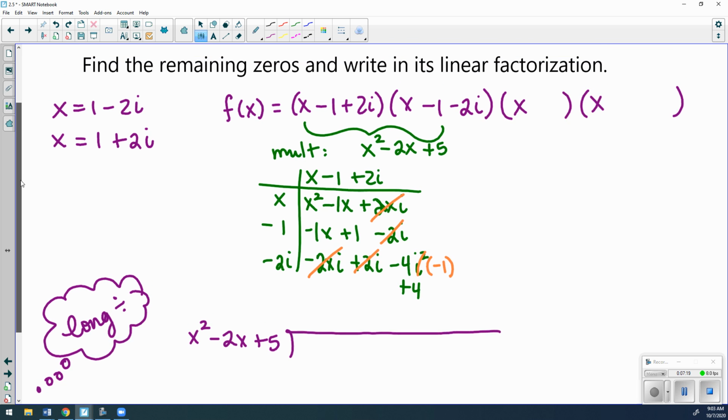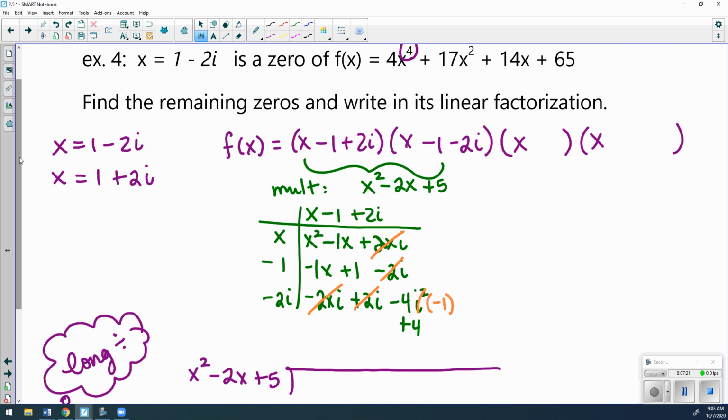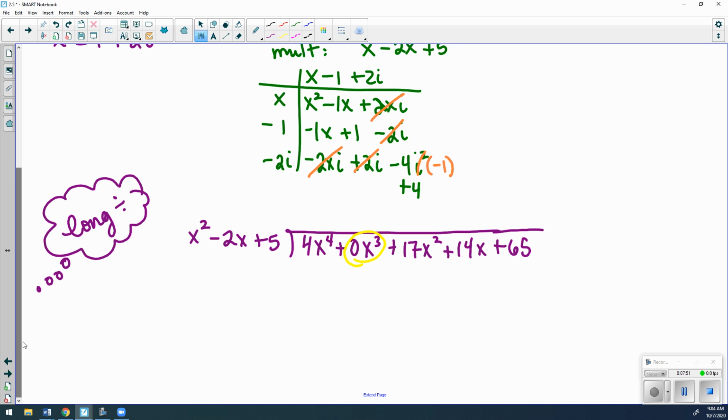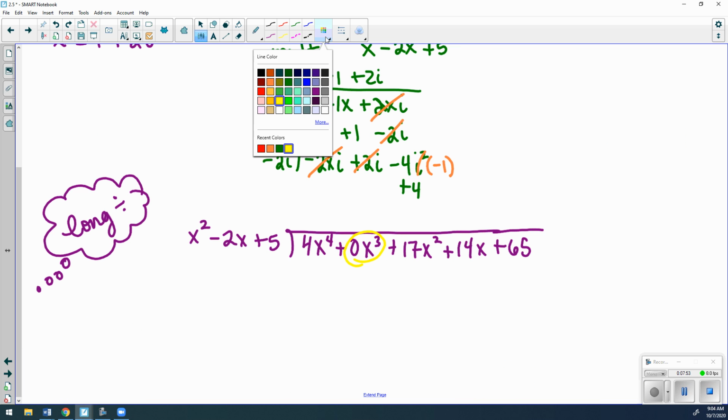I need to scroll up a smidge so that I can write down my original function, which was 4x to the 4th plus 0x to the 3rd. Notice how I'm adding that placeholder, plus 17x squared plus 14x plus 65. I know that very few people actually listen to these videos. You don't listen, you just watch. So I'm going to highlight that 0x to the 3rd, and hopefully people who aren't actually listening to my voice are like, oh, that's why she did that. I see what's going on. Arr, I've got my angry eyes on.